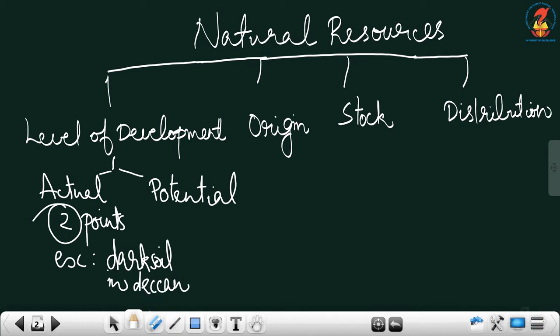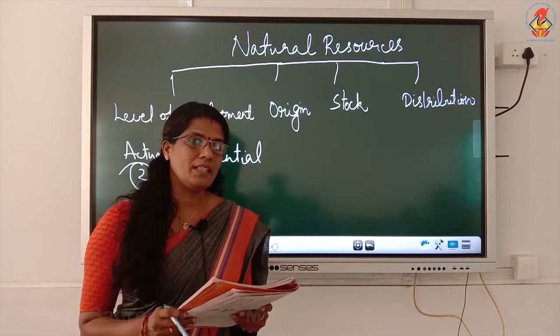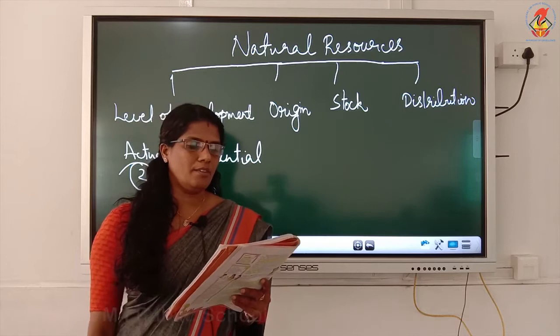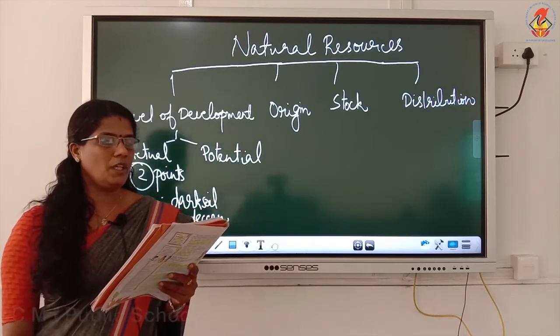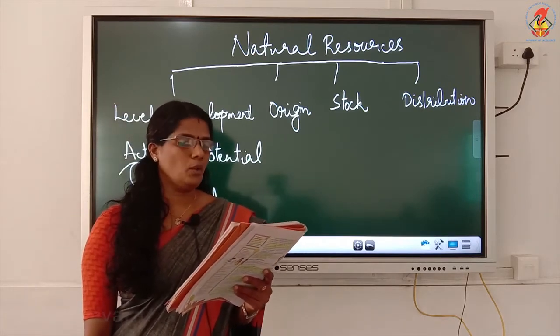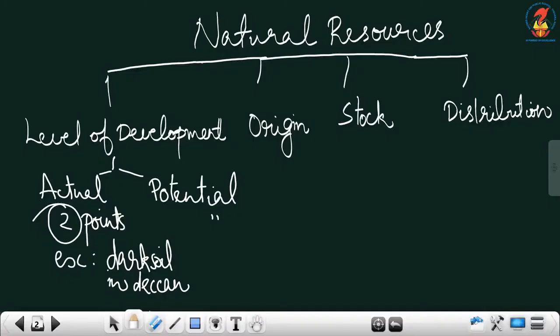Clear? Now, potential resources, underline: whose entire quantity may not be known. First point, the entire quantity may not be known and they are not used in present. Second point, one reason is that the level of technology is not that much developed. So underline that point also. The level of technology we have at present may not be advanced enough to easily utilize these resources. Example, uranium found in Ladakh. Here also two points you need to underline, and as an example you can put uranium found in Ladakh.